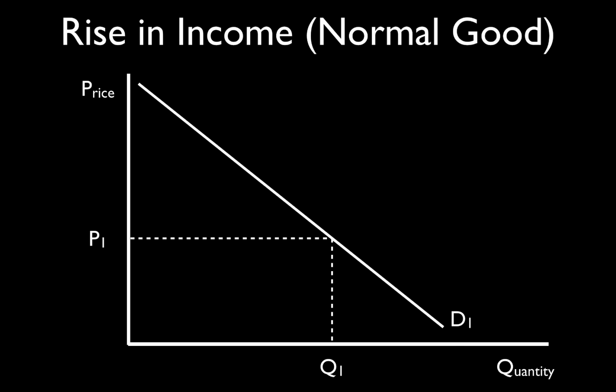So let's have a chat about this. A rise in income for a normal good. Well, a normal good, again, is a good that you buy more of as you get richer. So you've become richer.